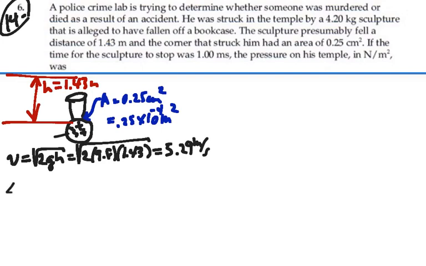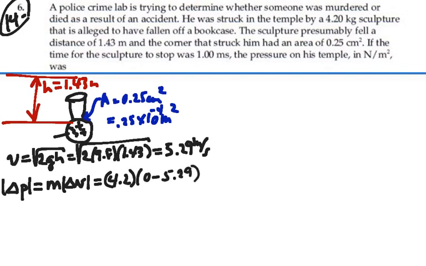So the change in momentum, at least the magnitude of the change in momentum, is going to be equal to the mass times the magnitude of the change in velocity, which is going to be 4.2 kilograms. Final velocity 0, initial velocity 5.29. We want the magnitude of that, and that's going to be our change in momentum as he's hitting, which is 22.24 kilogram meters per second. That's the change in momentum.